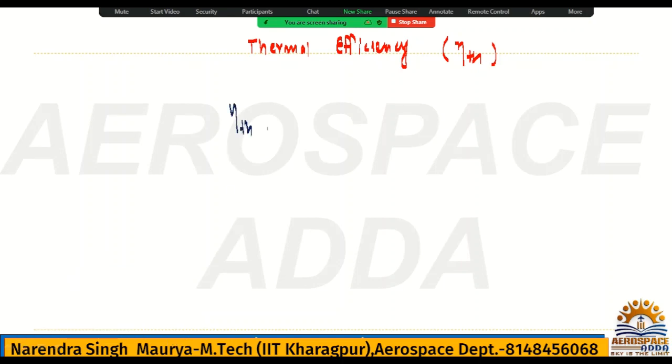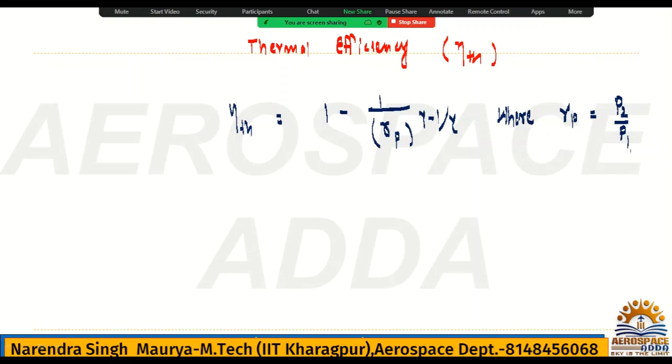But here we are going to write the thermal efficiency another way. You already have seen this equation, 1 minus 1 by Rp to the power gamma minus 1 by gamma, where Rp is nothing but the compressor pressure ratio, which is P2 by P1. That I already explained in the last session. Now this one is correct, but it is in terms of the pressure at stations 1 and 2. If you know the temperature or pressure, then you can calculate thermal efficiency.